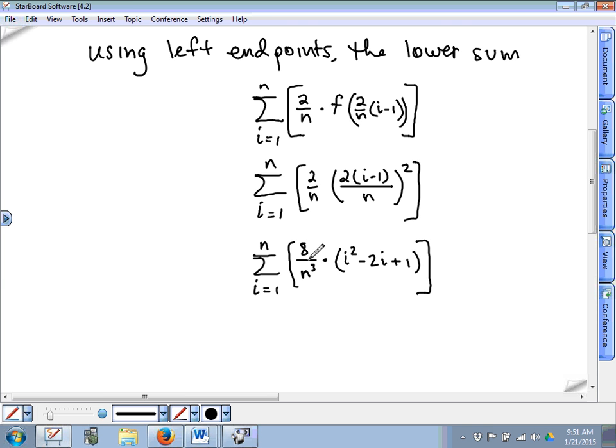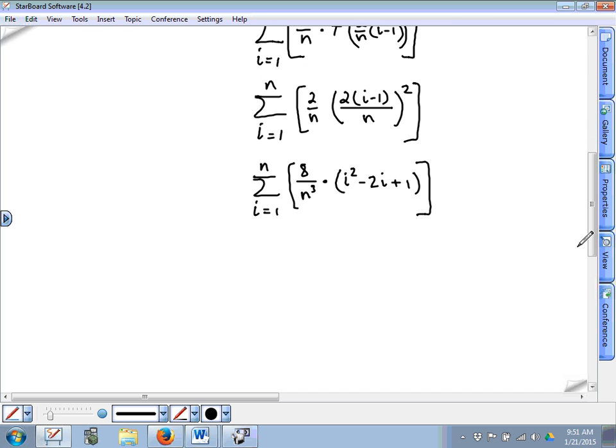Okay, so all I did is factor out an 8 over n cubed, and that left us with this quadratic: i squared minus 2i plus 1. That would have come from just squaring i minus 1, isn't it? i minus 1 squared is i squared minus 2i plus 1. You see where that came from now? Yeah. Okay.